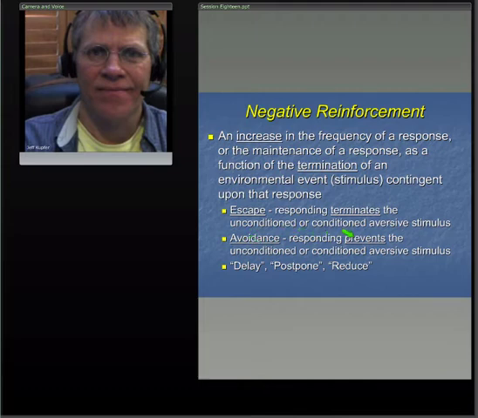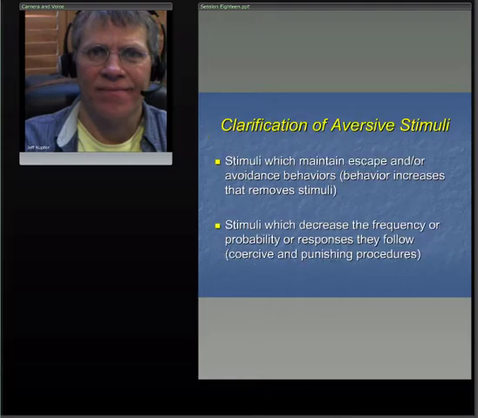In the avoidance situation, avoidance responses prevent the unconditioned or conditioned aversive stimulus taking place. In other words, we are not necessarily in the presence of the aversive event, but we respond and we are able to prevent the events from actually occurring. So in this situation up here, if we get a headache, we are escaping the headache by taking Tylenol. On the other hand, if we have an upcoming meeting, and in those meetings in the past we've had headaches, by taking Tylenol before the meeting, we might actually prevent the headache from coming on. Key words when we talk about negative reinforcement are delay, postpone, or generally overall reduce the aversive event.